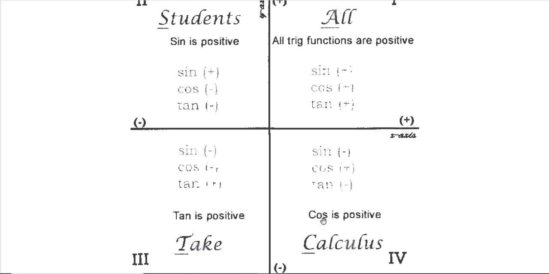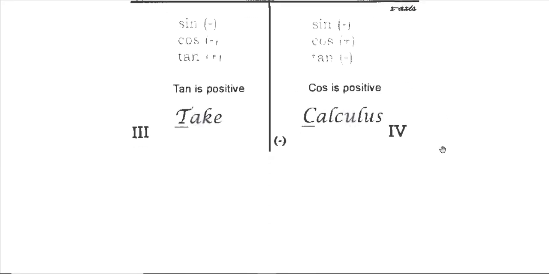Stands for cosine. Only the cosine is positive. Sine and tangent are negative. Now, as far as their reciprocals go, if the sine is positive, then the cosecant will be positive. And if the sine is negative, then the cosecant will be negative. So we just set this up based on sine, cosine, and tangent. And from there, you can figure out their reciprocals.